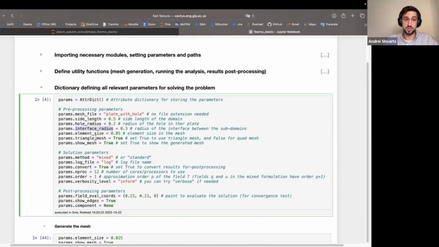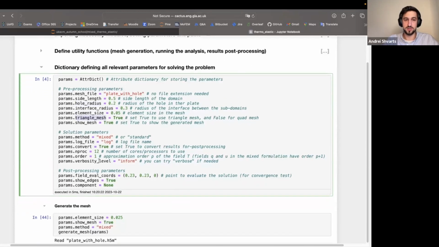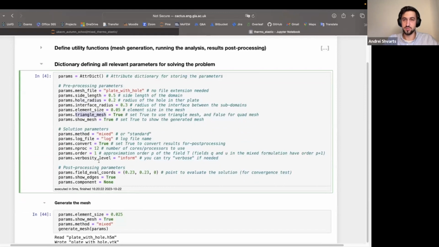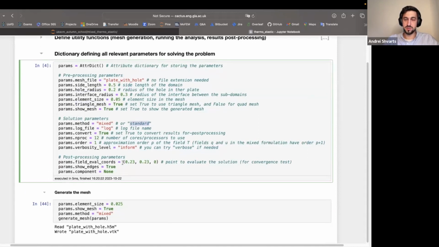But what we will be changing is the element size. You can also try to play with the type of the mesh. Is it quads or triangles? We're going to be able to run two different methods, the mixed one and the standard one. This simulation is a bit more heavy computationally than the Poisson, which we considered just before. And here you might want to use more processors if you can.